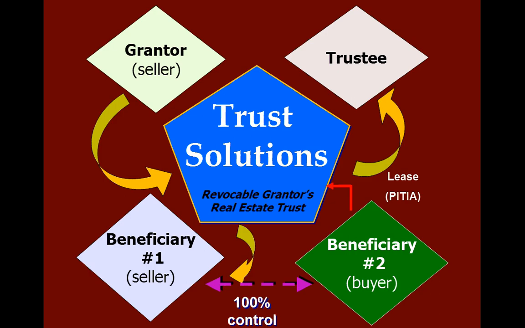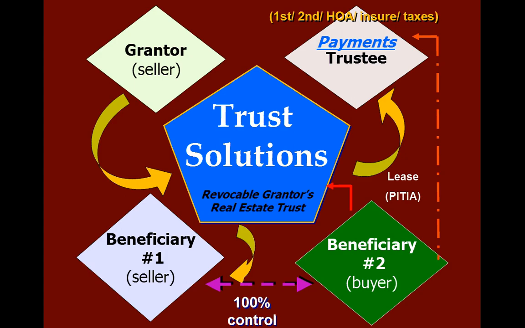Now, on a monthly basis, beneficiary number two is going to be making payments up to the trustee. The trustee will then forward payments on to the first trust deed holder, a second trust deed holder if there is one. He'll make the homeowners association payments if there's one of those. And if the loan is not impounded for insurance and taxes, he'll also collect those fees on a monthly basis.